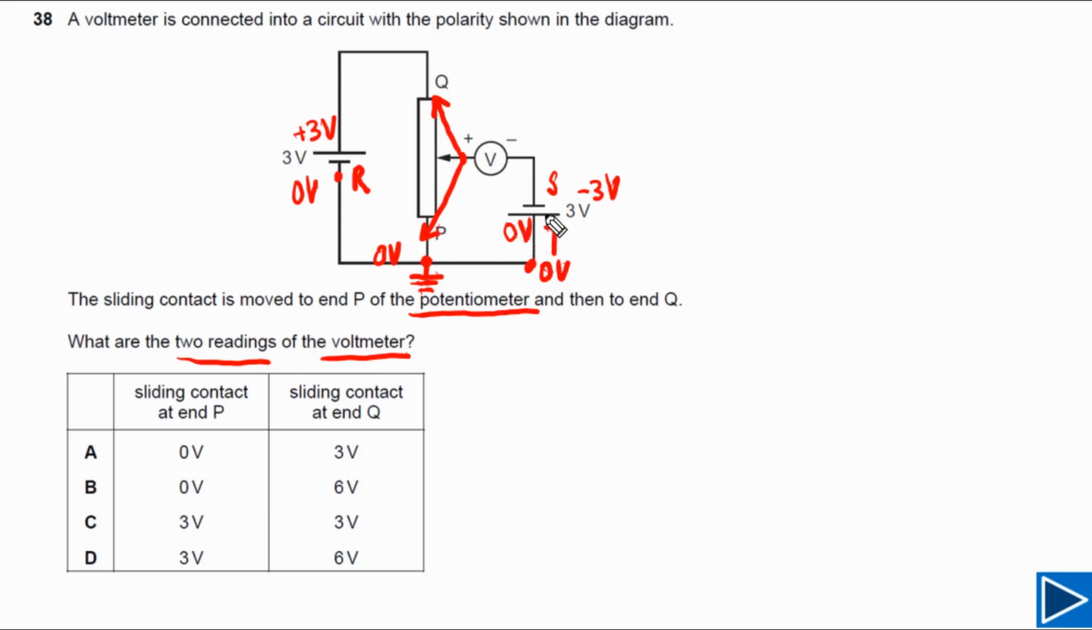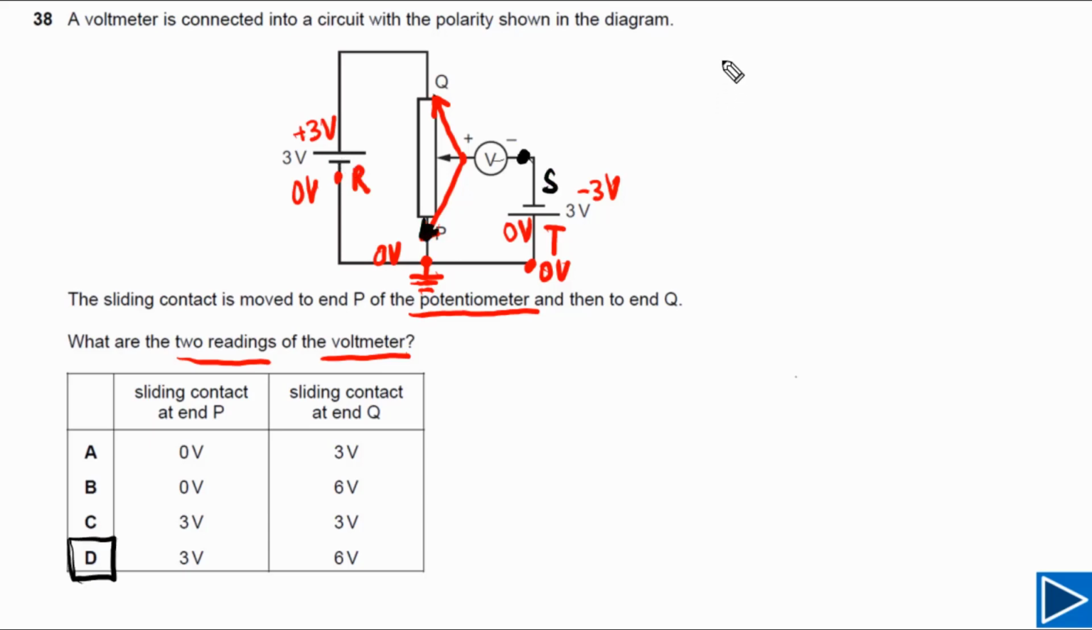So as you can see here, the positive terminal is at 0 volt, so the negative has to be at lower potential, meaning negative 3 volts. In this case, the negative is at 0, so the positive has to be at higher potential, meaning plus 3 volts. So these are the basic things we have to understand. If these are clear to you, answering this question is very straightforward.